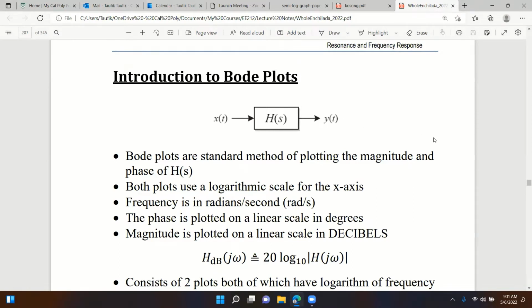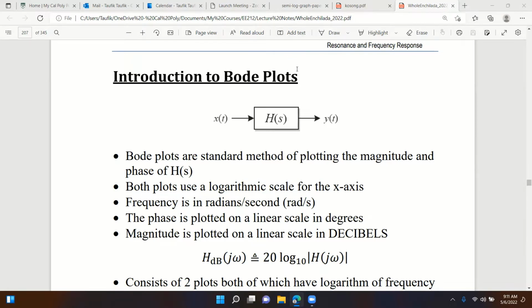Bode plots are one way for us to graph the frequency response of a system, so that we can perform a frequency analysis. This is just one way to do it. It's the most common way people do frequency analysis, by looking at a frequency response plot. In this case, that frequency plot is called Bode plots, right?